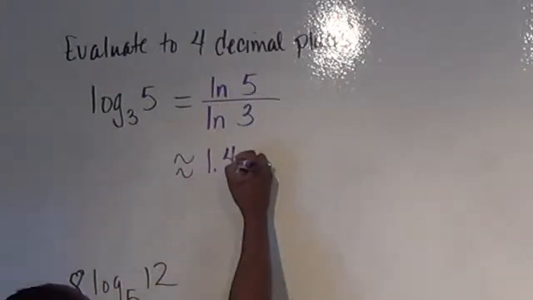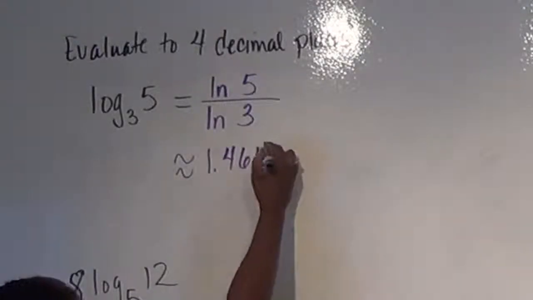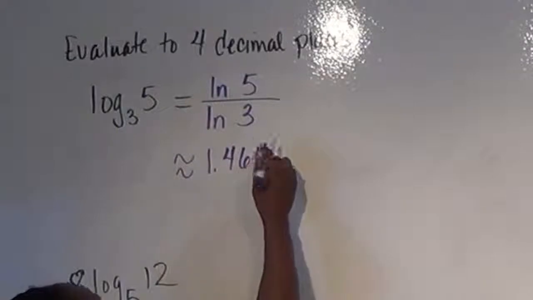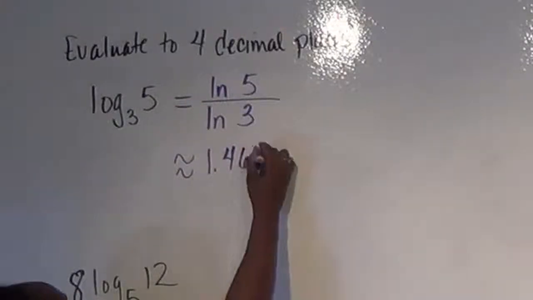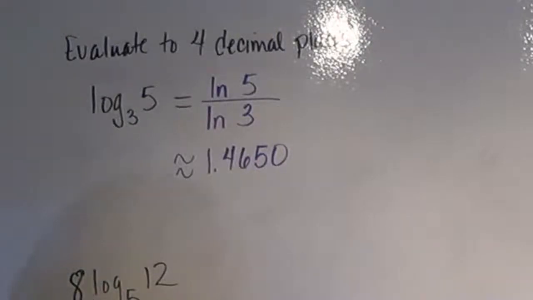Okay? So here, if I plug in and round this to 4 decimal places, we see this is about 1.4650. Okay, so there would be our log base 3 of 5 rounded to 4 decimal places.